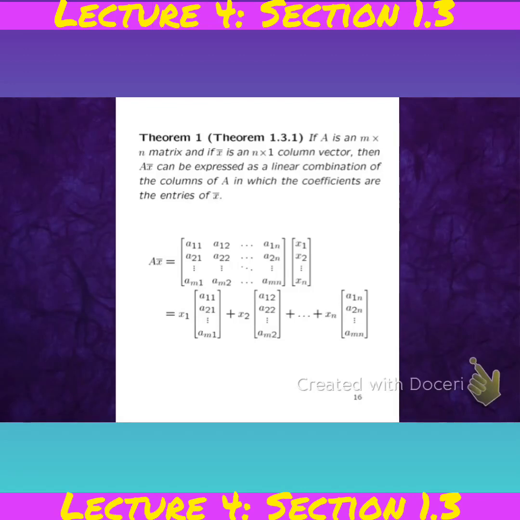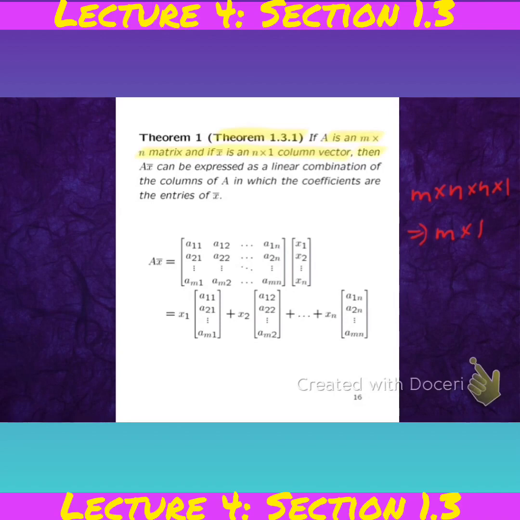Next up we've got theorem 1.3.1, which just says the following. If A is an n by n matrix, and if X is an n by 1 column vector. If you take an n by n matrix and multiply it with an n by 1 column vector, you are going to get an n by 1 matrix, which is a matrix with n rows and 1 column. So it's again going to be a column matrix.